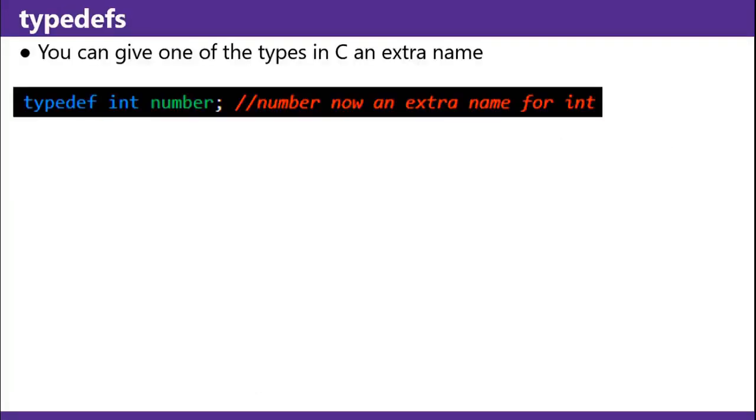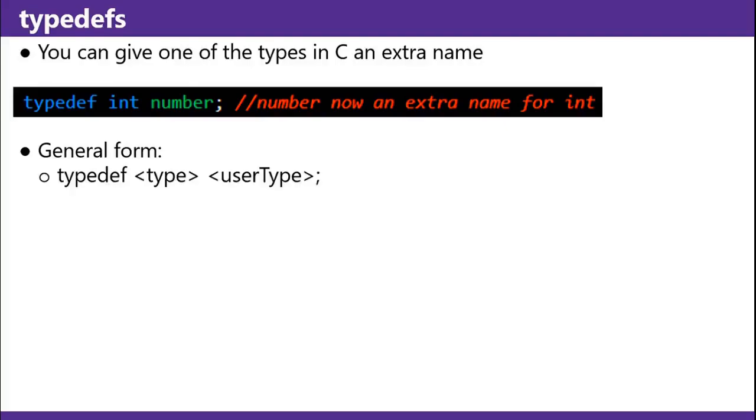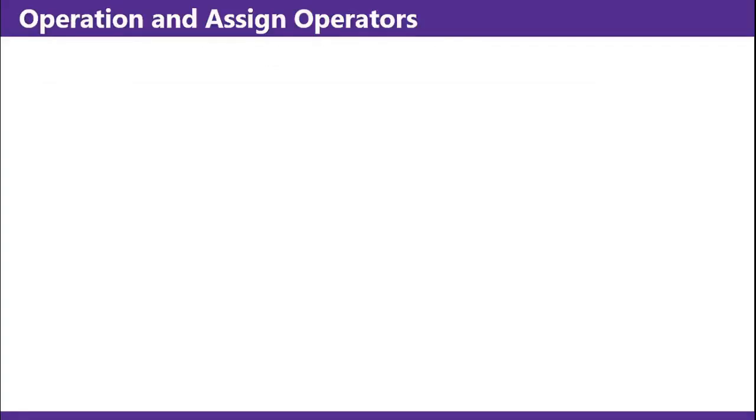Typedefs. You can give one of the types in C an extra name. General form: typedef, type, user type. So in this example, you give the int another name, number. Operation and assign operators.